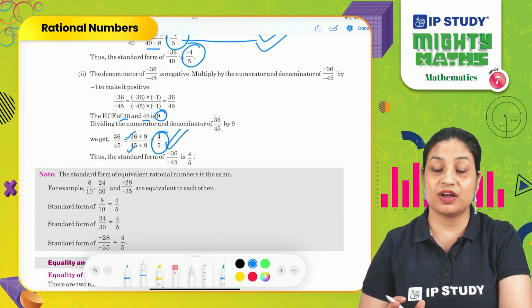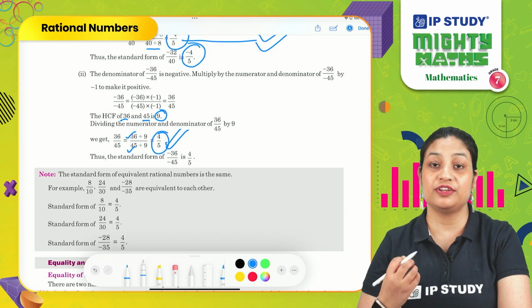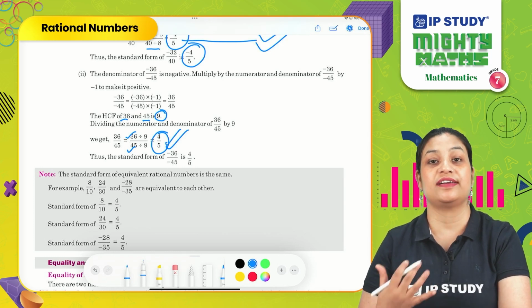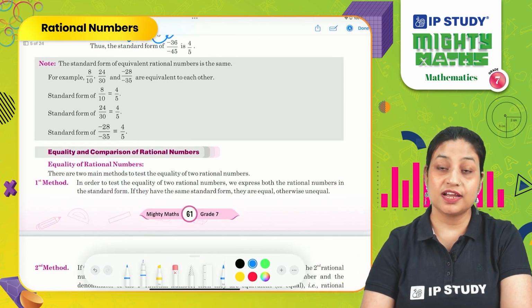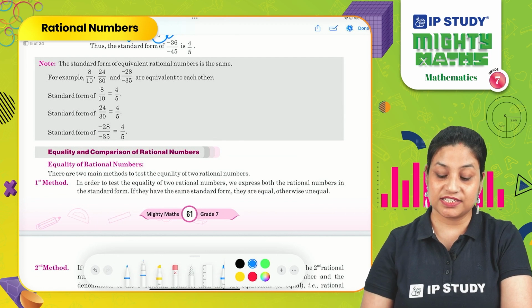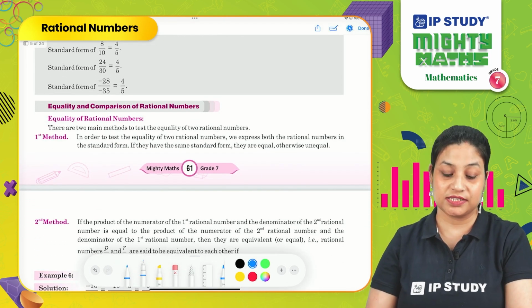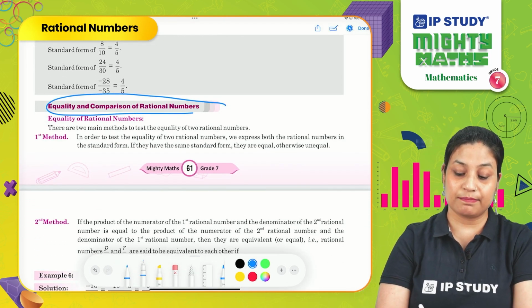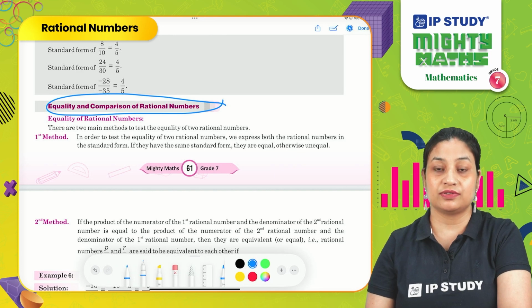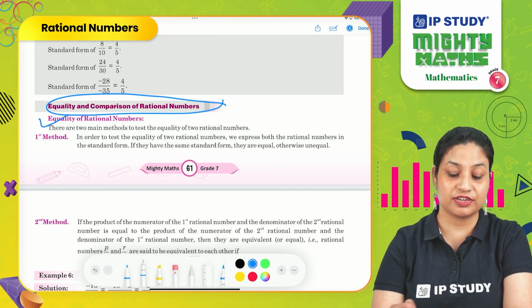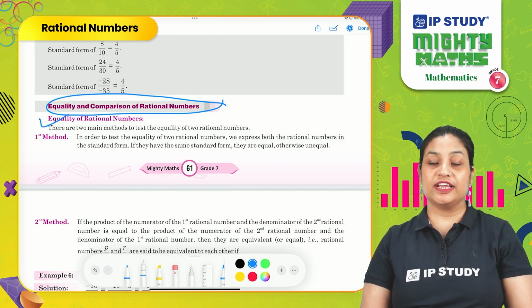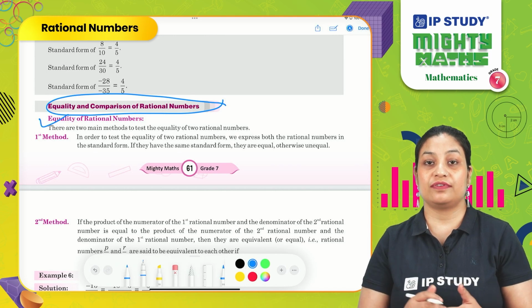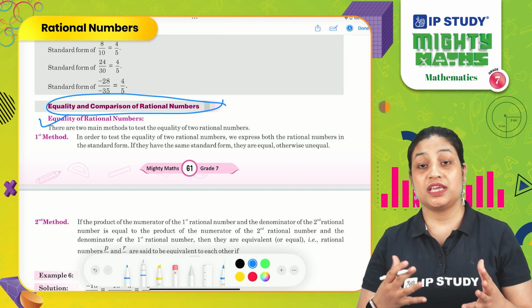So I hope you have understood how to find out the reduced form or simple form of a rational number. Now students, let's move on to the next topic. Let's see what is there. The next topic is equality and comparison of rational numbers. So let's first discuss equality of rational numbers. In this case, we have to check if the two given rational numbers are equal or not.